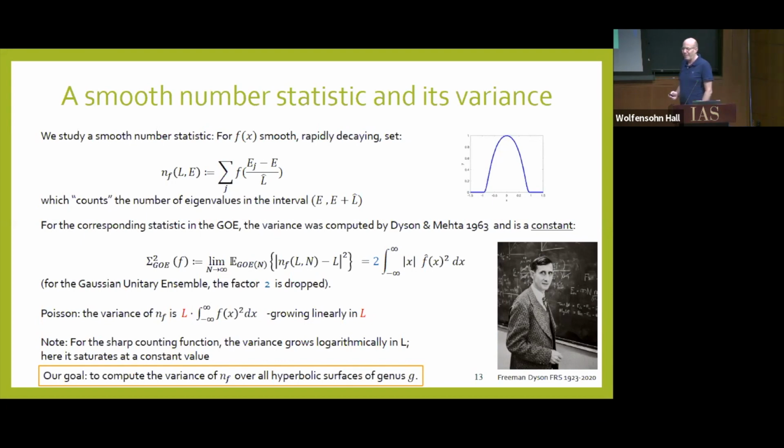All right, what surface are we counting eigenvalues on? Right now, give me a surface. I will compute this linear statistic for your surface. But I want to average over all surfaces of genus 2. Okay. That's what I want to do.